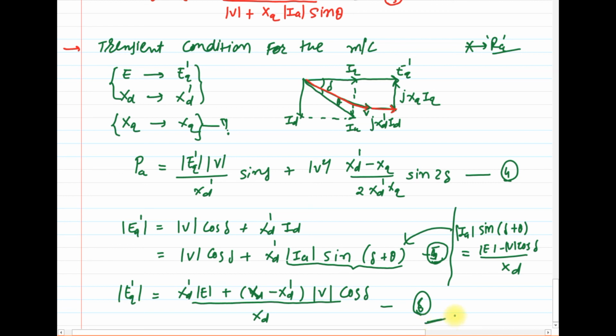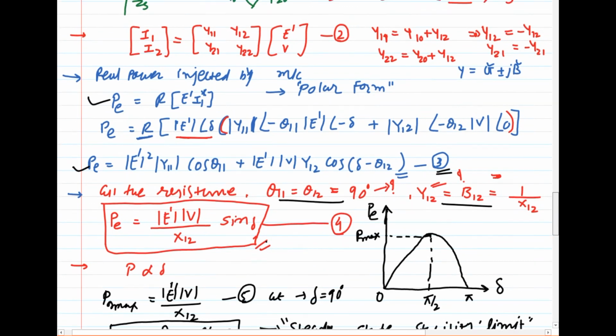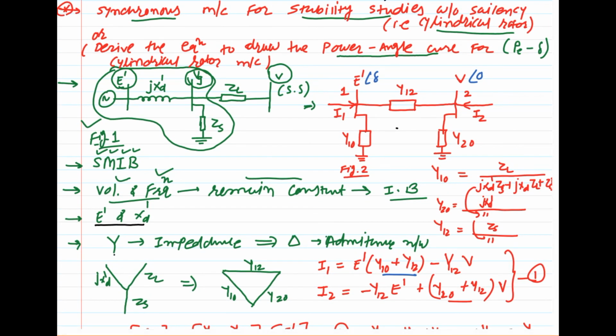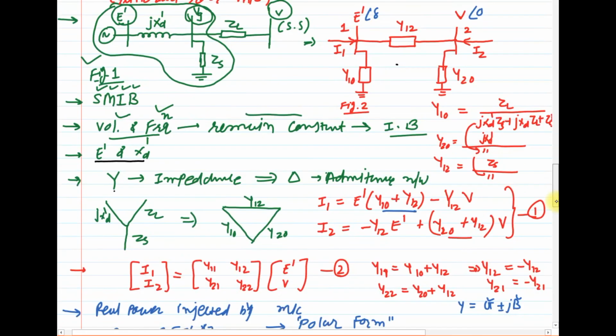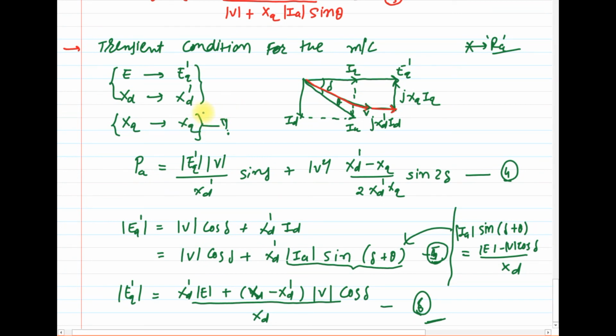So in the next session we will calculate an example based on both theories. That means the first theory, which is synchronous machine modeling without saliency, and the second one including saliency. So we will calculate the example based on this theory in our next session. I hope you have understood up to this. Clear? If you have any doubt, any query, you can directly contact me. Okay.